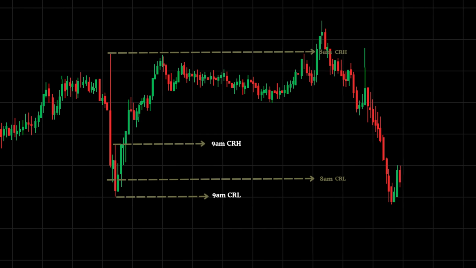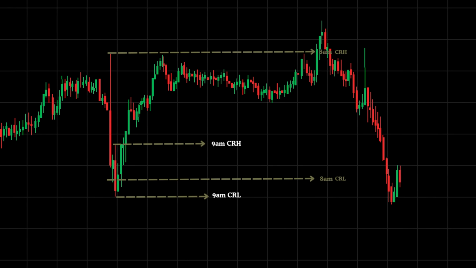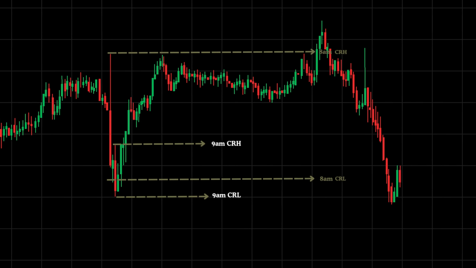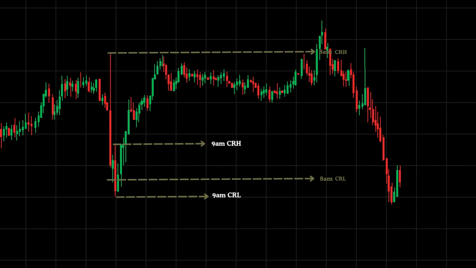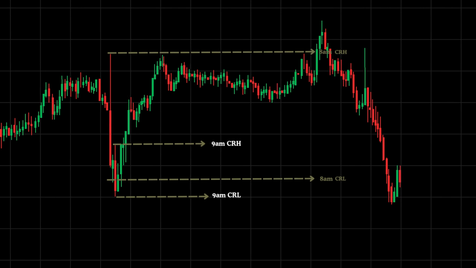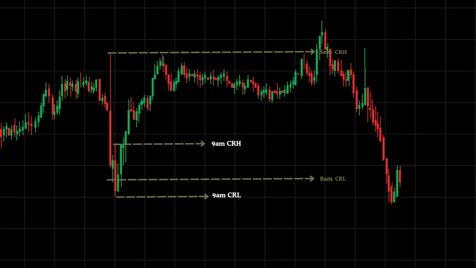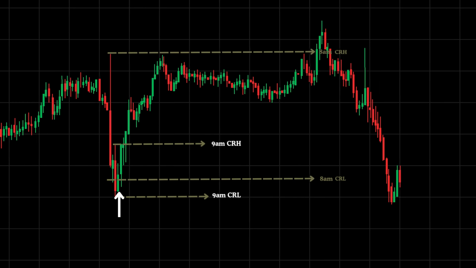Step 1, zoom into the 15-minute time frame. To get a clearer view of price action, zoom into the 15-minute chart. Focus on how the 9 a.m. 1H candle played out across the lower time frame.